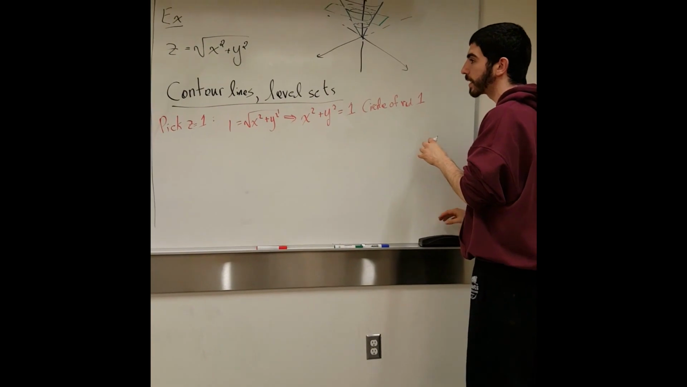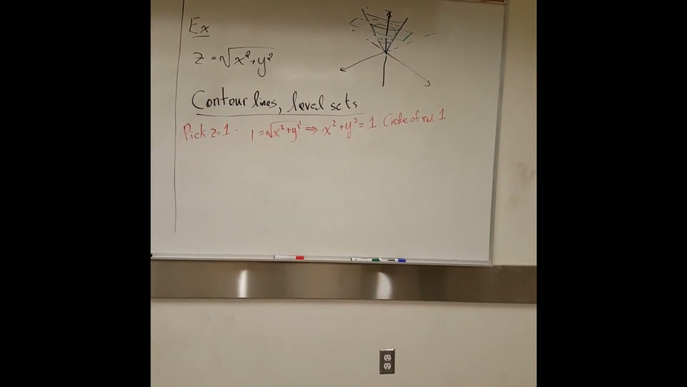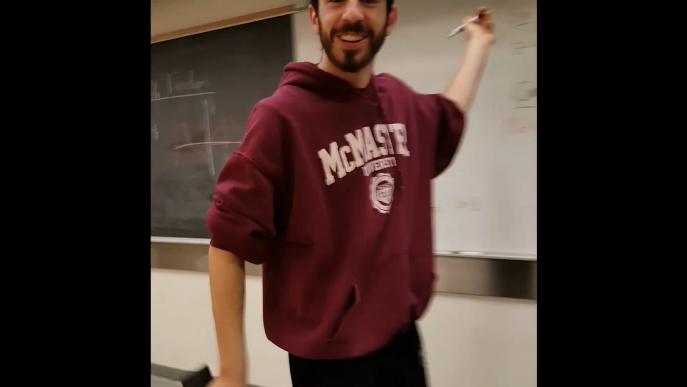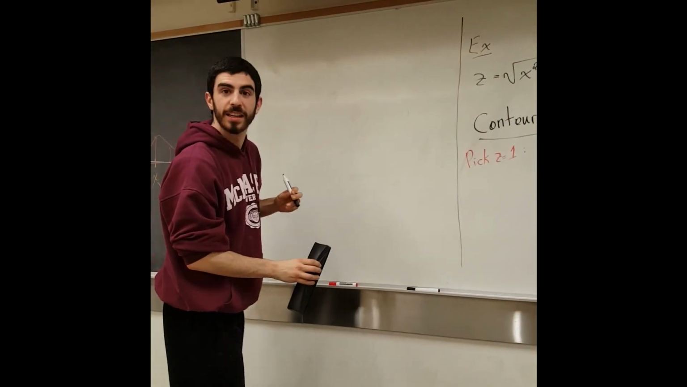This is a circle of radius 1. So what I'm going to do is erase this right here. I always say this, I do my tutorials Hebrew style, from right to left. I always go from right to left.